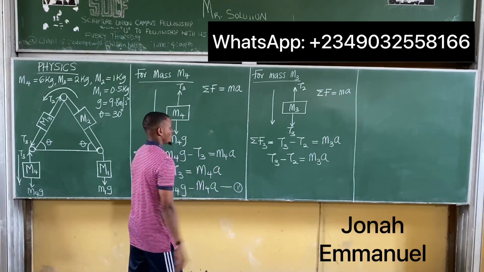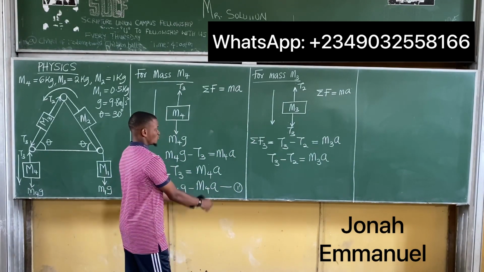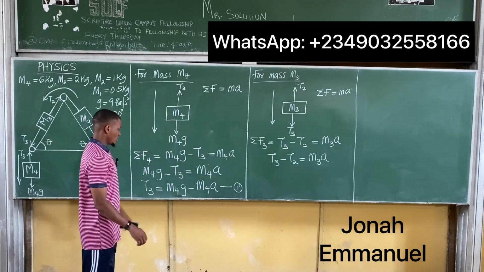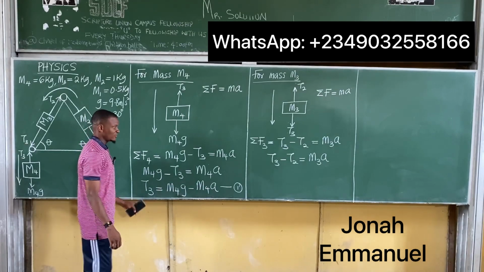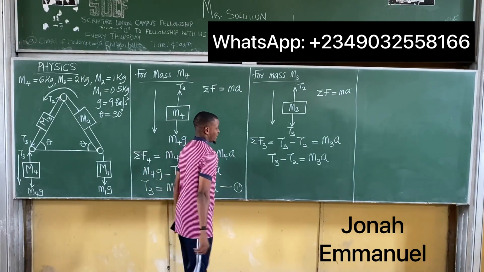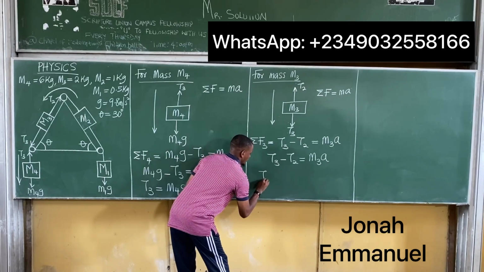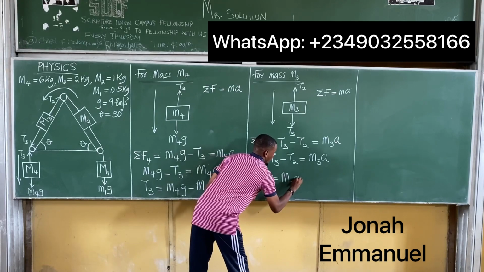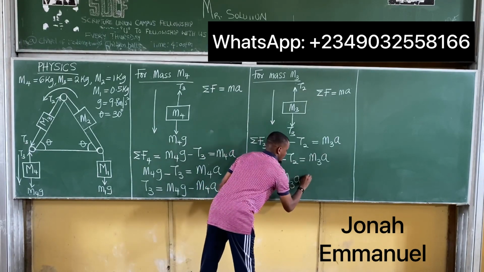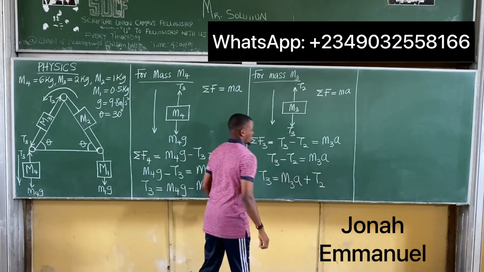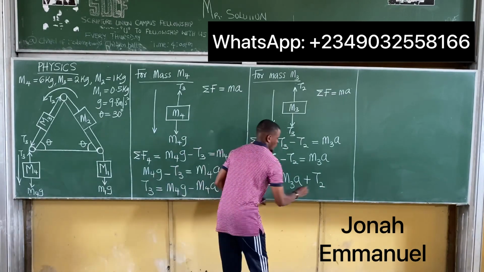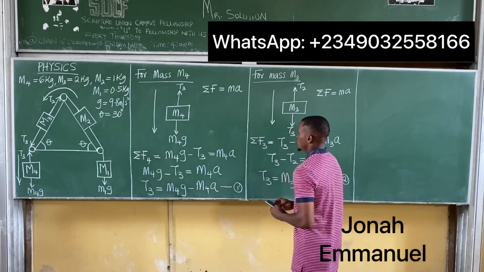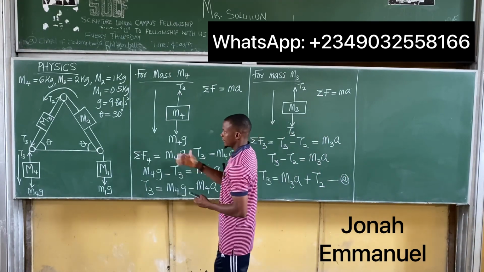So perhaps you can choose to make either T3 or T2 subject of the formula. Since we made T3 subject of the formula here, let's also make T3 subject of the formula here. From here, it means that T3 is equal to M3A minus T2 comes and becomes plus T2. So we have this equation. Let's call this our second equation. All right, so we are done analyzing mass M4 and M3.